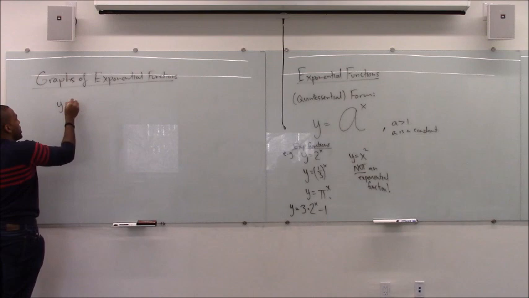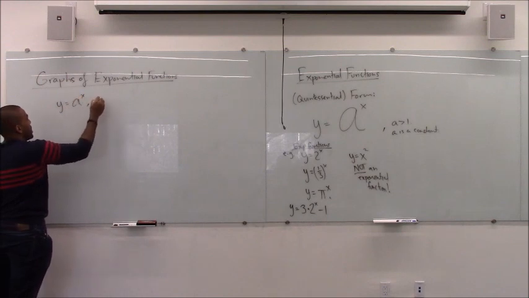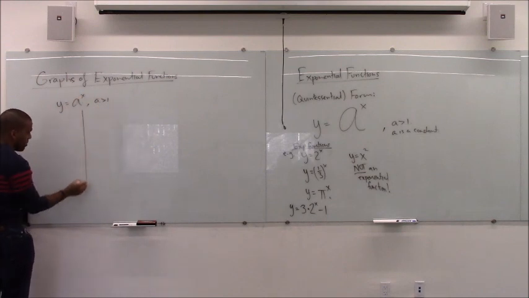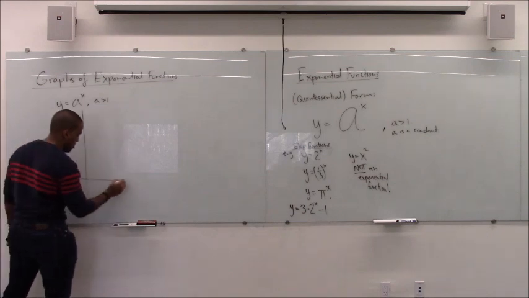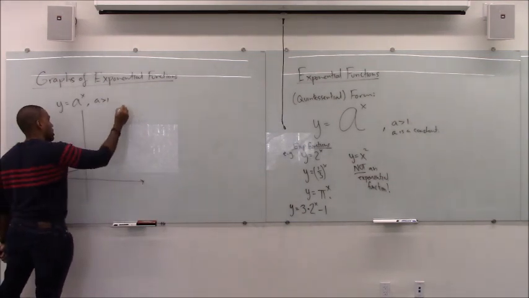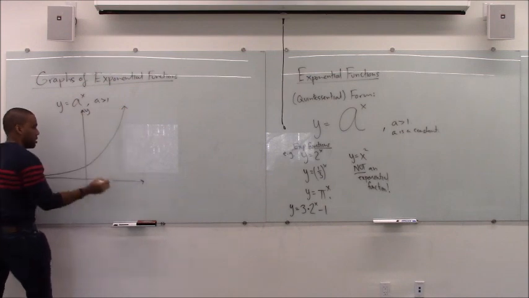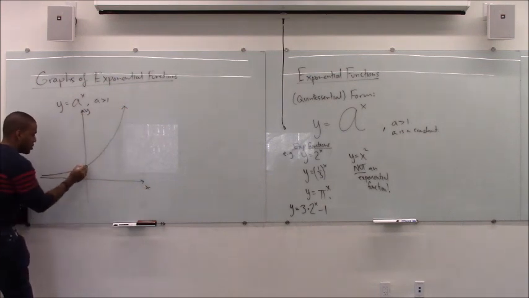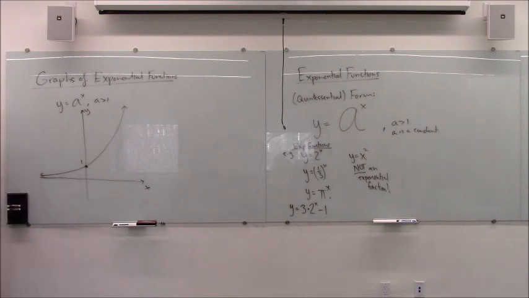So if you have y equals a to the x, and your a is larger than 1, its graph looks like this. Pass through 1 here, and it will approach the x-axis as you go on. It'll keep getting smaller and smaller and smaller, but it will never actually touch the x-axis. And this happens when your a is larger than 1.